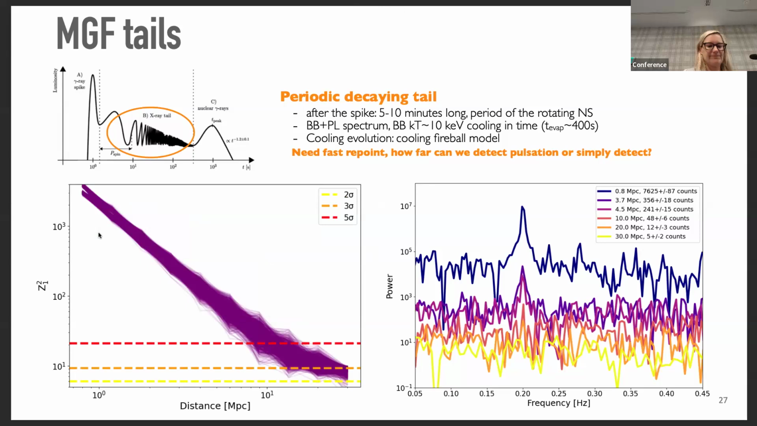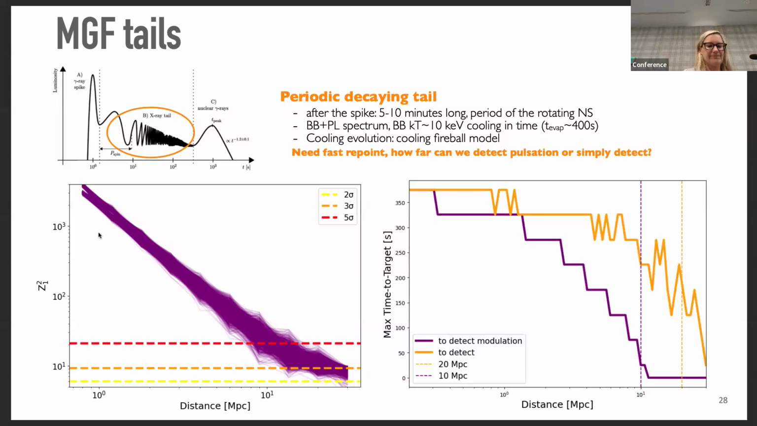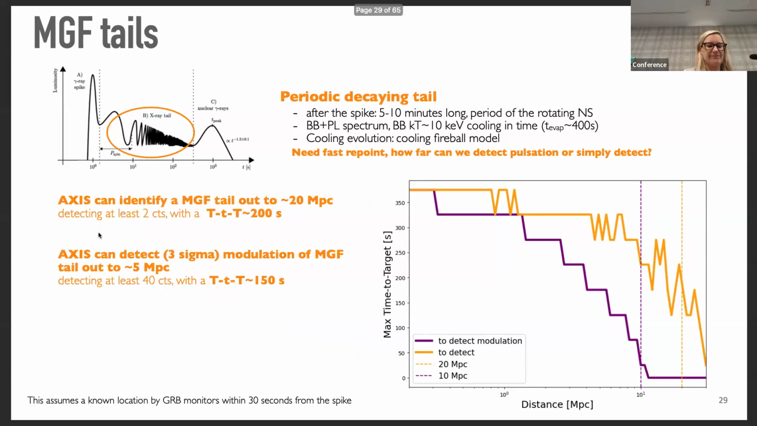We can detect, of course, even further because we need fewer counts just to claim a detection, which could still be interesting. From nothing to something, it's a clue. So here is maybe the target plot for the question: what is the time to target that we need to do this? Here is how to read this. AXIS can identify a magnetar giant flare tail up to 20 megaparsec if we repoint within 200 seconds.